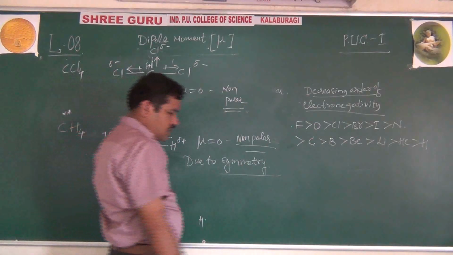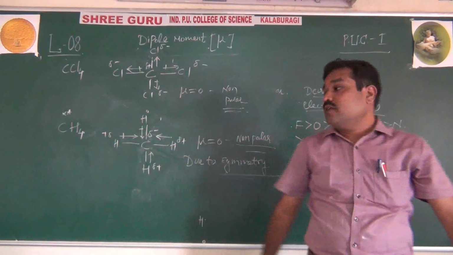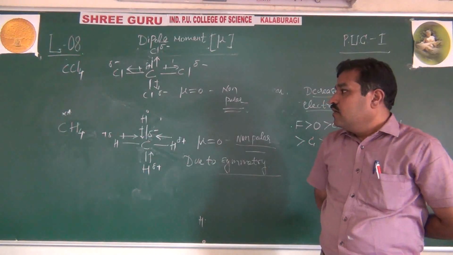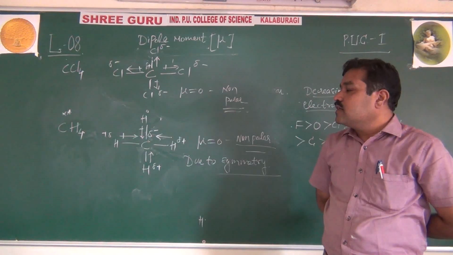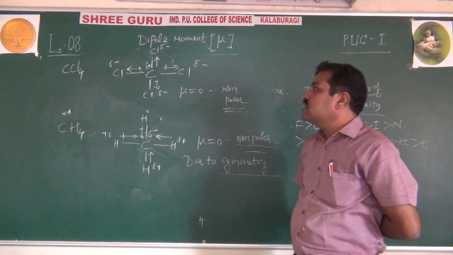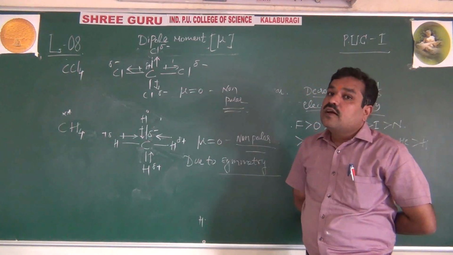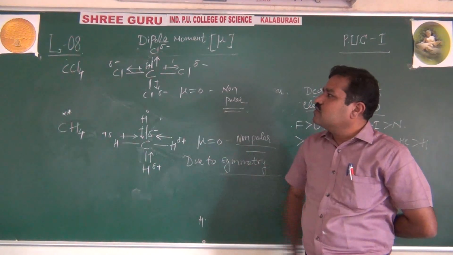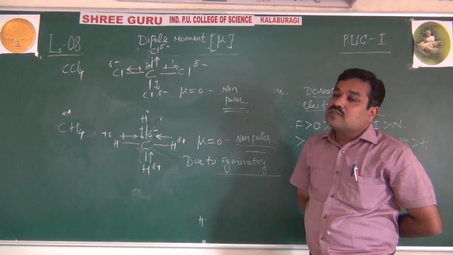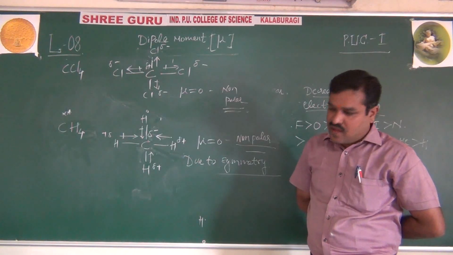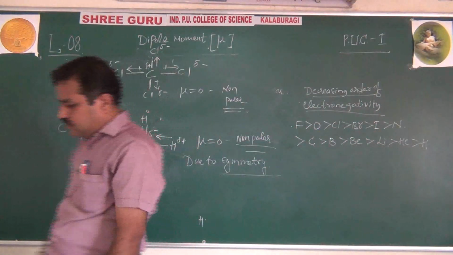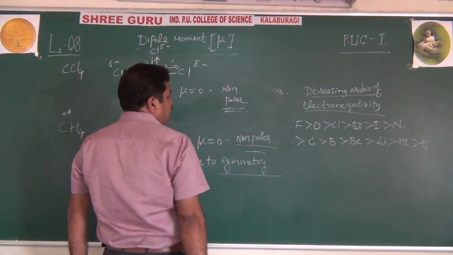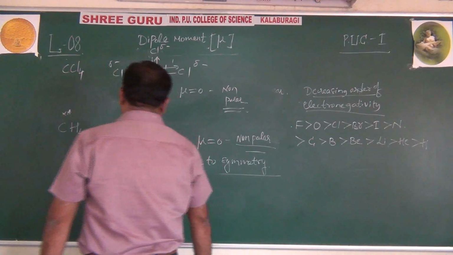Okay. Why is methane non-polar? Due to symmetry, not due to bond moments. These are exceptional cases. Like this, if we go for methane and carbon tetrachloride CCl4, both are non-polar. This is due to symmetry, and that is due to a more electronegative central atom. Right? Okay.